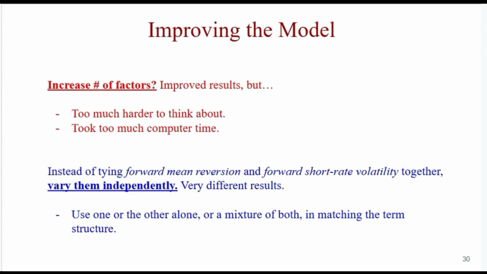The authors also considered how to improve the model. As we stated earlier, the authors felt that even though increasing the number of factors in the model improved results, it was too much harder to think about and it took far too much computer time. However, the authors suggested that instead of tying forward mean reversion and forward short rate volatility together, vary them independently. The authors tried doing that, and it gave them very different results than when these two things were tied together. So they recommended using one or the other alone or a mixture of both in matching the term structure.